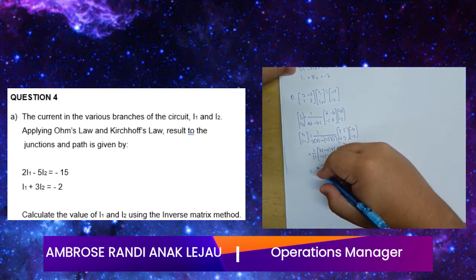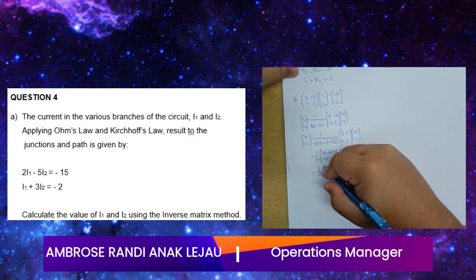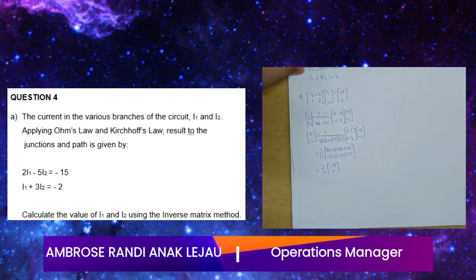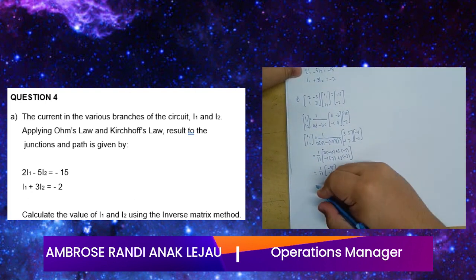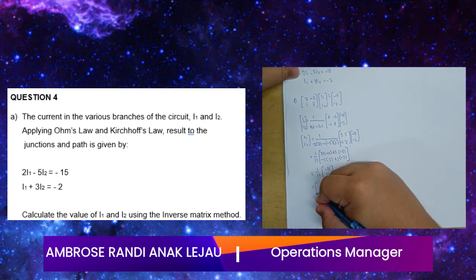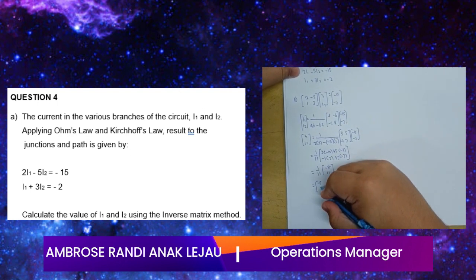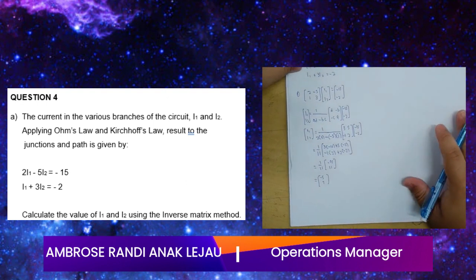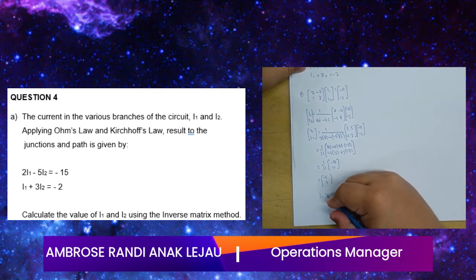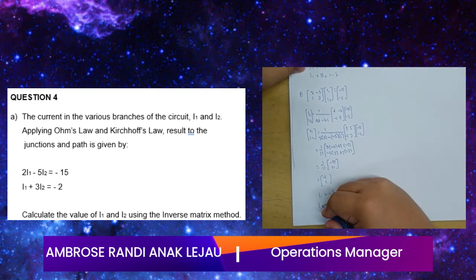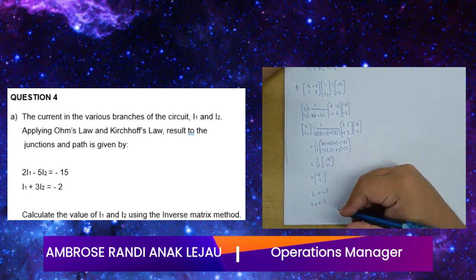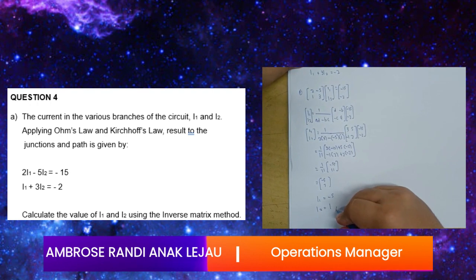Then it equals 1 over 11 times [negative 55; 11], and finally we have [negative 5; 1]. So the answer for I1 is negative 5 and the answer for I2 is positive 1. That's all for question A.